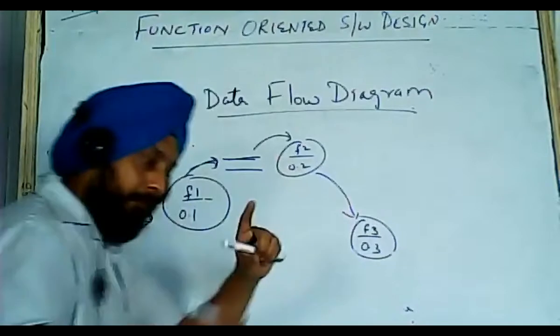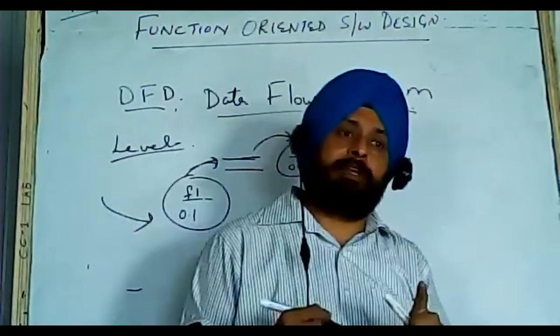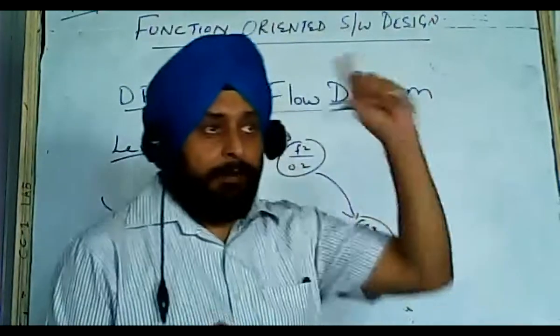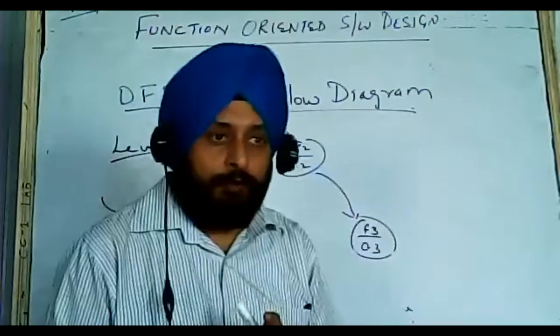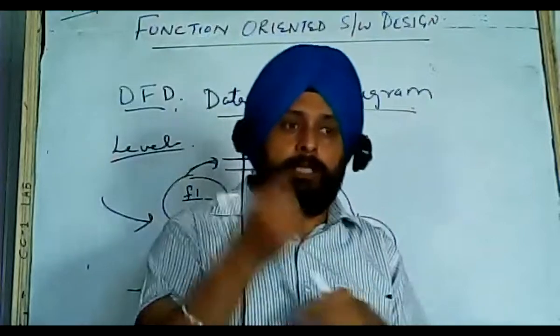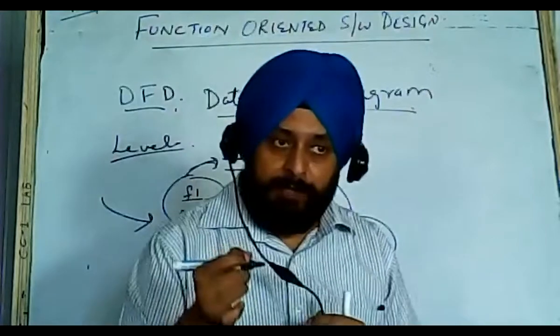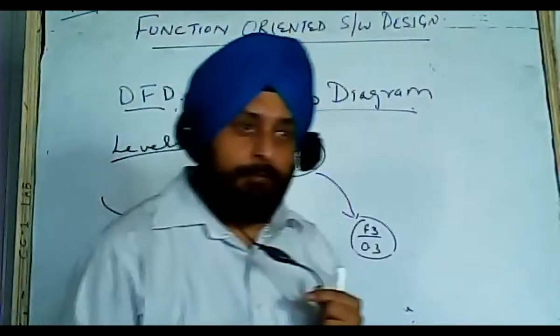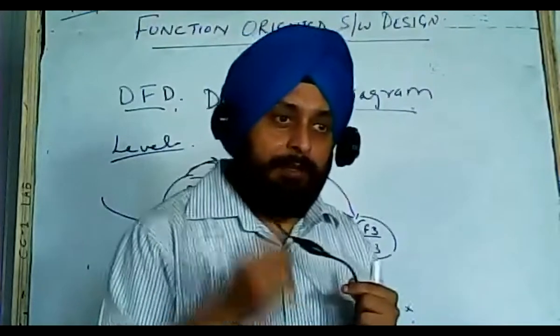First of all, the overall system is represented with the help of your DFD. That type of DFD, where we represent the overall system, is known as the level 0 DFD. Another name for the level 0 DFD is the context diagram.